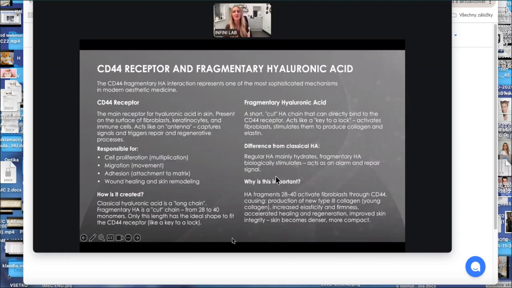There's not that much information about that, and this receptor is very important, because that's the only receptor where we can actually push the button and recreate collagen type 3, which I personally love. And I will try to explain that in a very easy way.